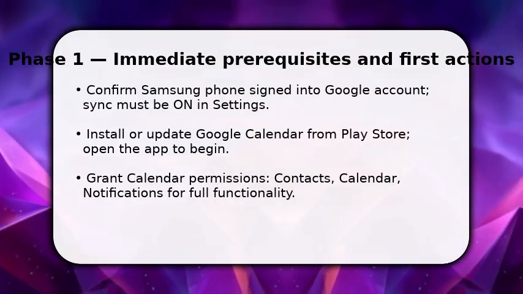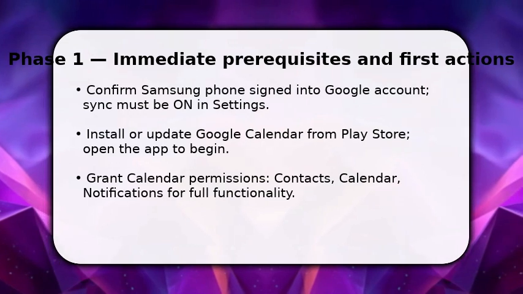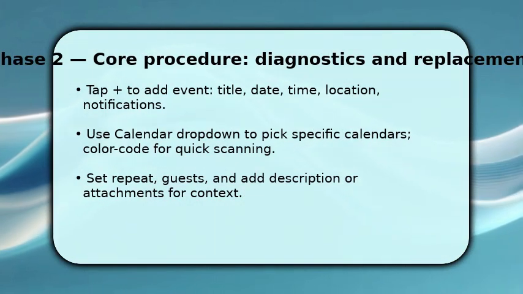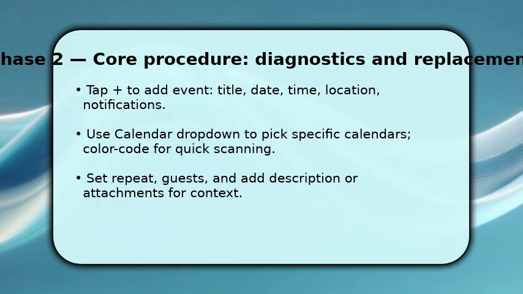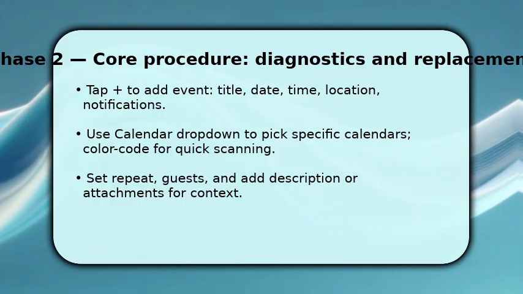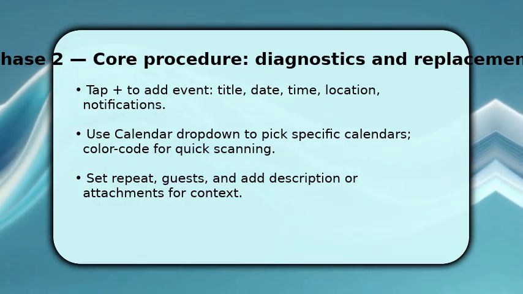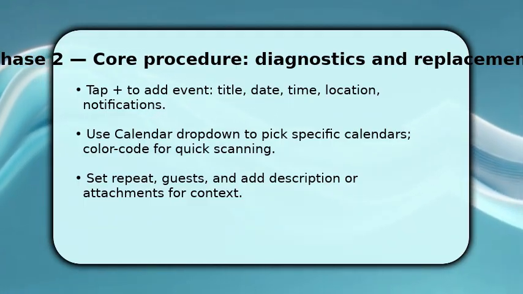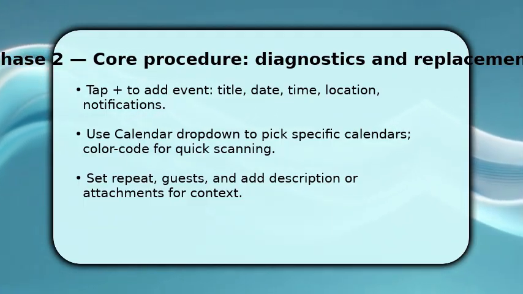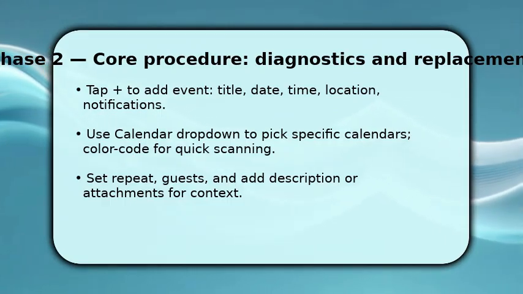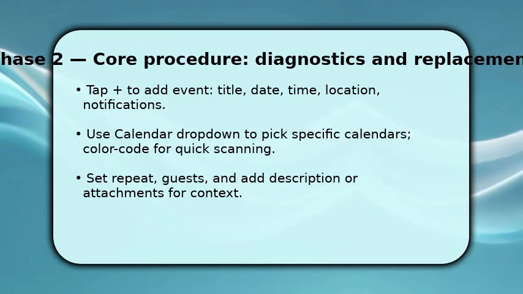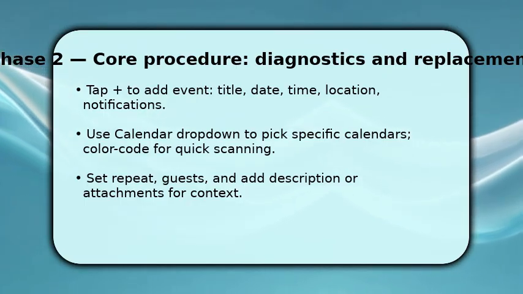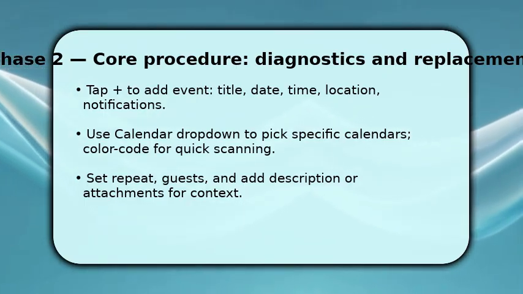You'll now create and customize events so the calendar reflects your life. Tap the plus icon to add a title, pick date and time, and add a location. Set a notification 10 minutes or custom to get reminders. Make sure to choose the correct calendar from the drop-down, work, personal, or shared, so items sync where you expect. You can color code events and set repeats, add guests for collaboration, and attach files or notes to keep context in one place. Once saved, verify it appears on the month view.